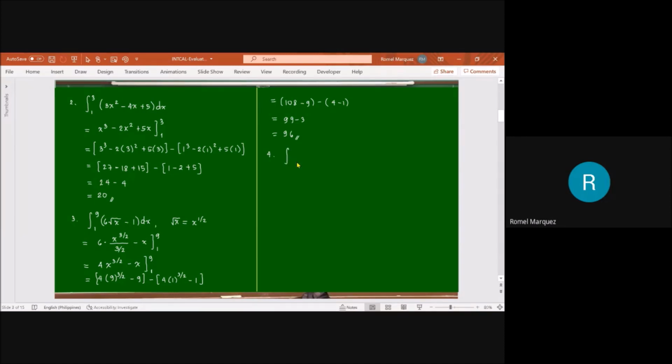Integral from 0 to 7 of square root of 4 plus 3x dx. So how do we evaluate the corresponding indefinite integral? We can apply what, guys? Simple u substitution. So our u here is what, guys? 4 plus 3x, right?